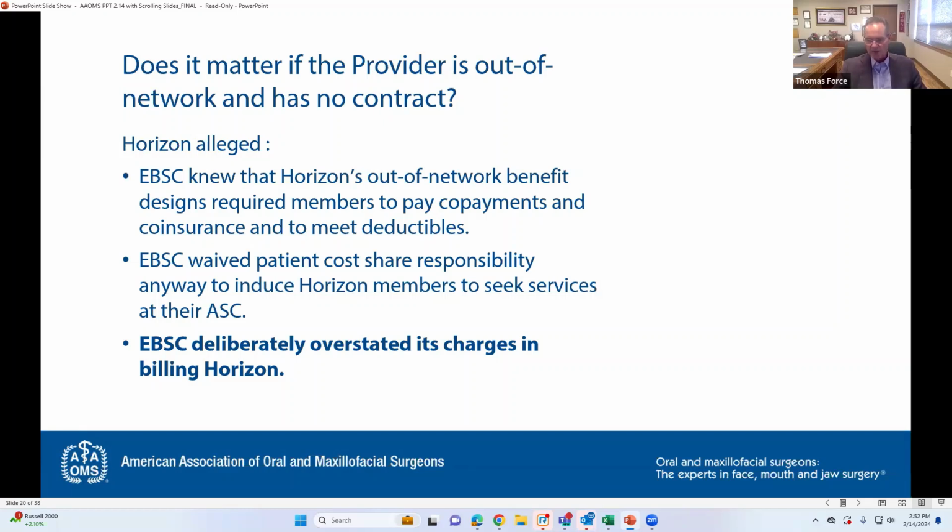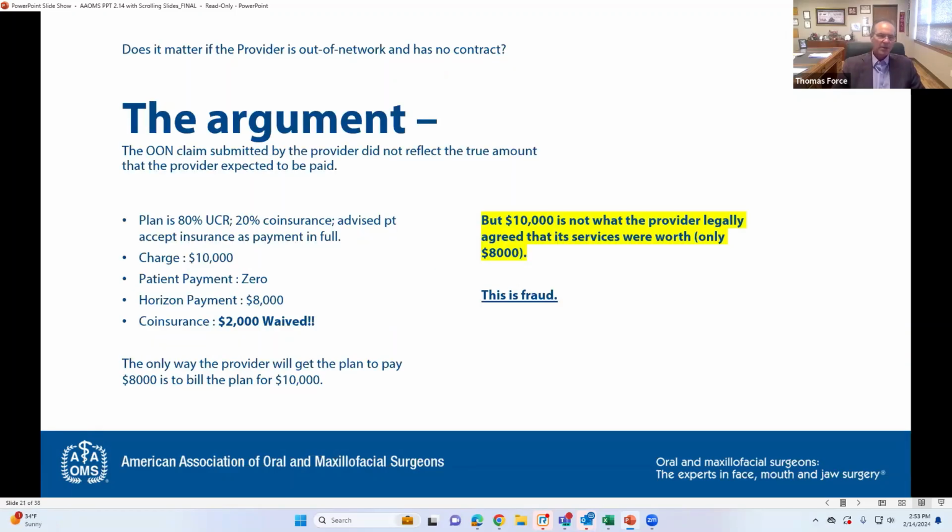There was overutilization, something that the carriers are concerned about, as we discussed. And so Horizon alleges that the ASC deliberately overstated its charges in billing Horizon. How did they do that? Well, here's an example, right?